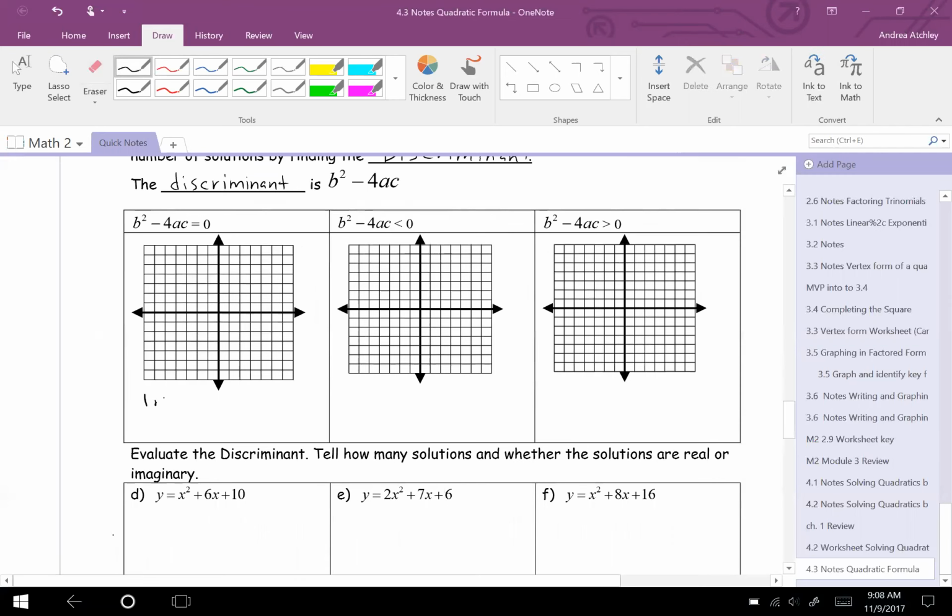So 1 real root, which also means 1 x-intercept. Okay. If there's 1 x-intercept, then my graph is going to have the vertex on the x-axis. So it's going to look something like this. The vertex will be on the x-axis.